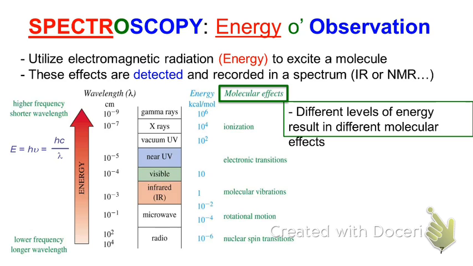You guys have already used UV spectroscopy. You did that with your colorimeters or your UV-vis absorption equipment. And in that, you saw electronic transitions. You took an electron from a ground state and moved it to an excited state. What we're going to look at now is IR light.